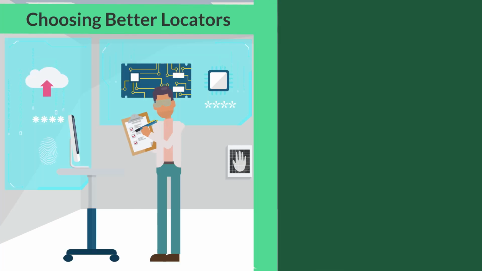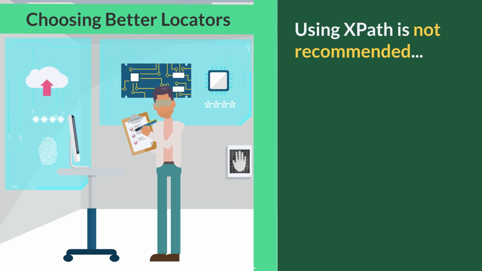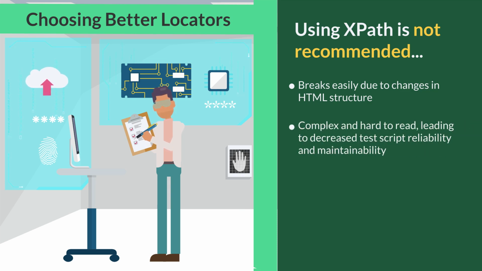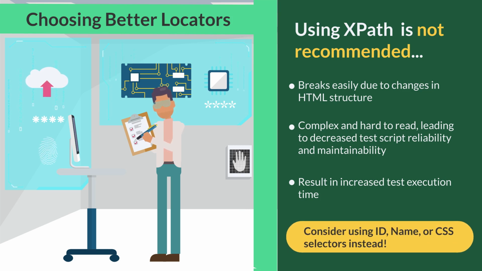While using XPath is a relatively common locator strategy for many test scripts, it is not recommended because it breaks easily due to changes in the HTML structure, and it can be complex and hard to read, leading to decreased test script reliability and maintainability, and resulting in increased test execution time. So we recommend using things such as ID, name, or CSS selectors instead.